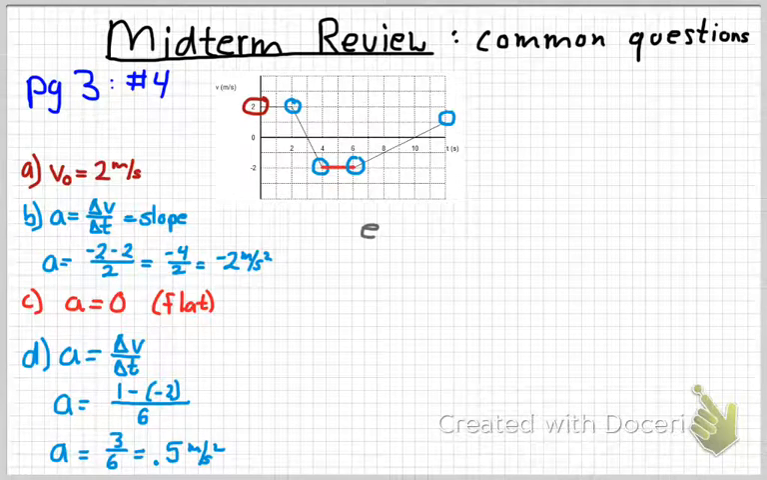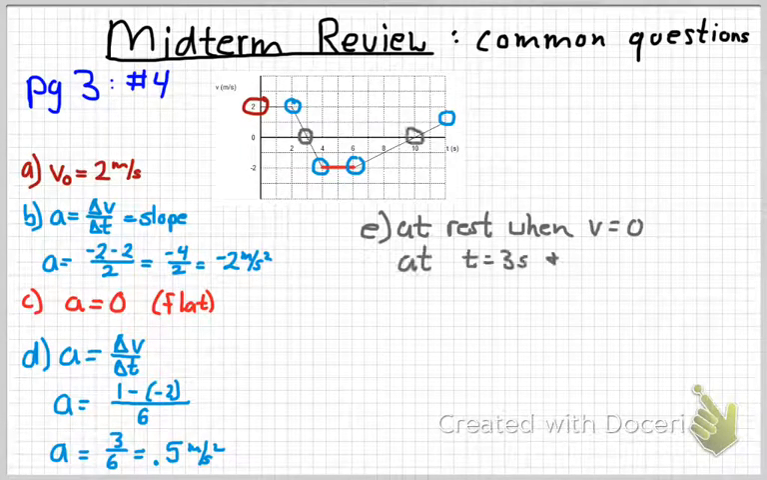Part E wants you to tell what times the object is at rest. The object's at rest when the velocity is 0. Don't confuse that question with the same question on a position time graph. Make sure you know what kind of graph you're looking at. So when you're taking your test, be sure to highlight or underline the actual axes. If this was a position time graph, then the object's at rest when it's flat. Because it's a velocity versus time graph, the object's at rest when the velocity is crossing 0, which occurs at 3 seconds and 10 seconds.